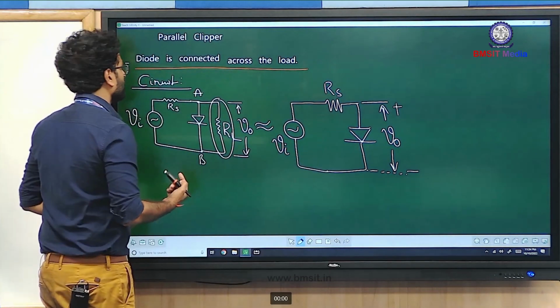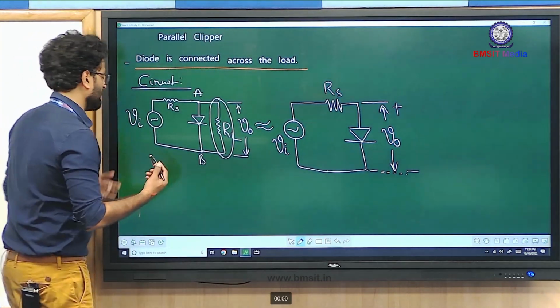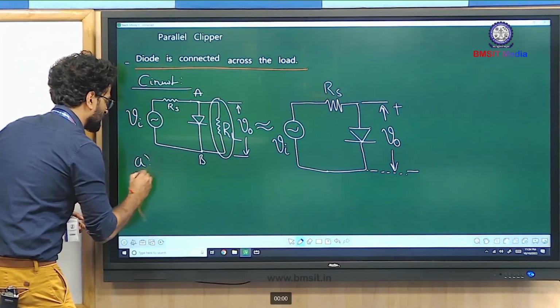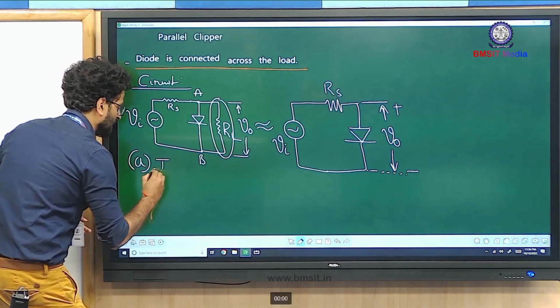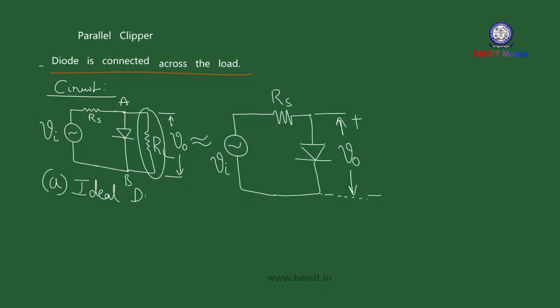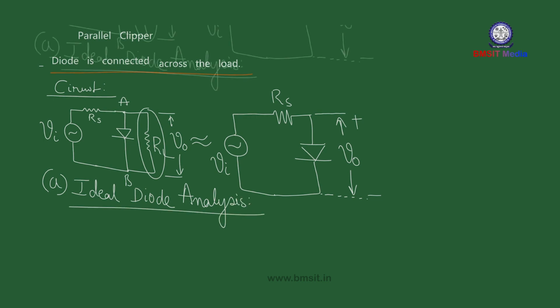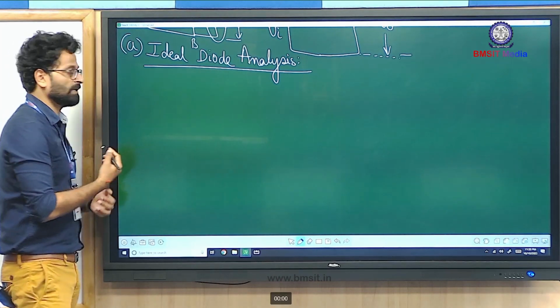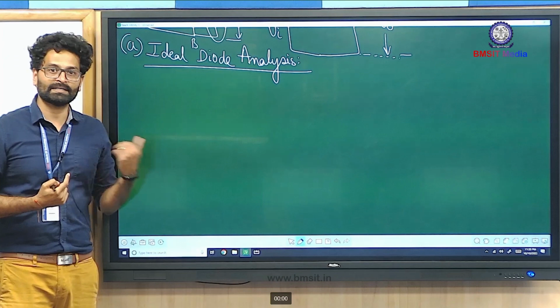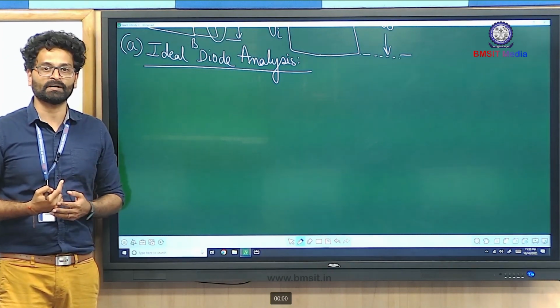So we are under the assumption of ideal diode analysis. Let me redraw the circuit. For ideal diode analysis, as usual, first we will analyze the circuit for a positive half cycle followed by a negative half cycle. So first let me write, positive half cycle.